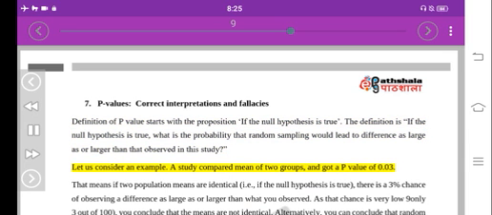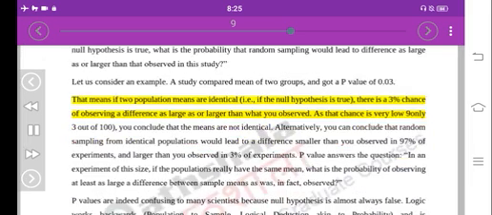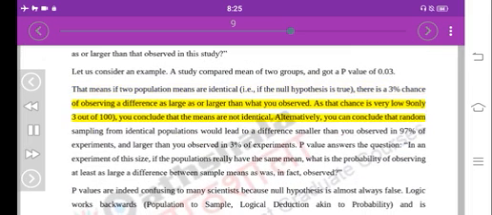Let us consider an example. A study compared the mean of 2 groups, and got a p-value of 0.03. That means if 2 population means are identical, i.e., if the null hypothesis is true, there is a 3% chance of observing a difference as large as or larger than what you observed. As that chance is very low, only 3 out of 100, you conclude that the means are not identical. Alternatively, you can conclude that random sampling from identical populations would lead to a difference smaller than you observed in 97% of experiments, and larger than you observed in 3% of experiments.